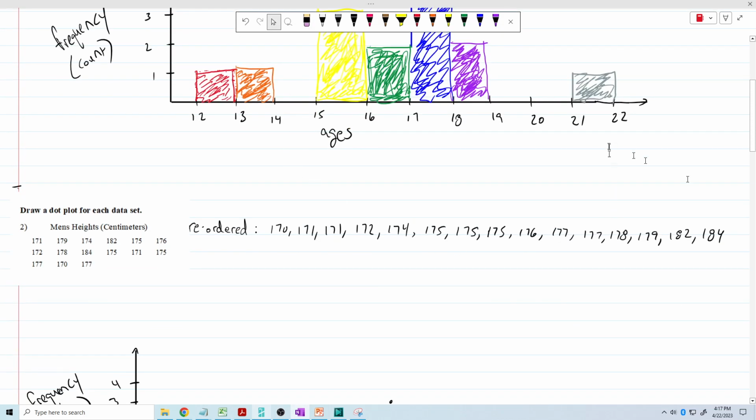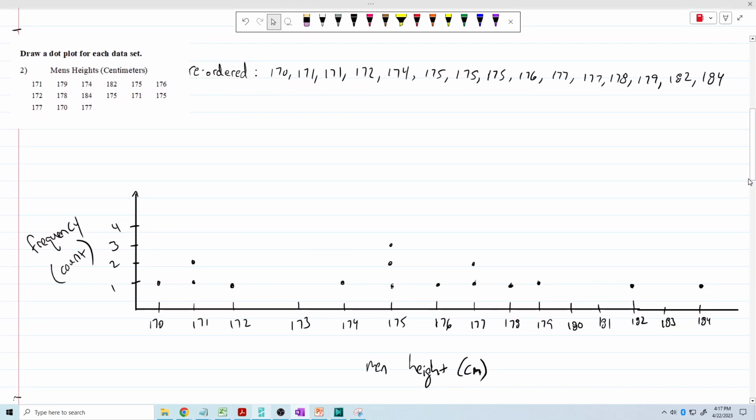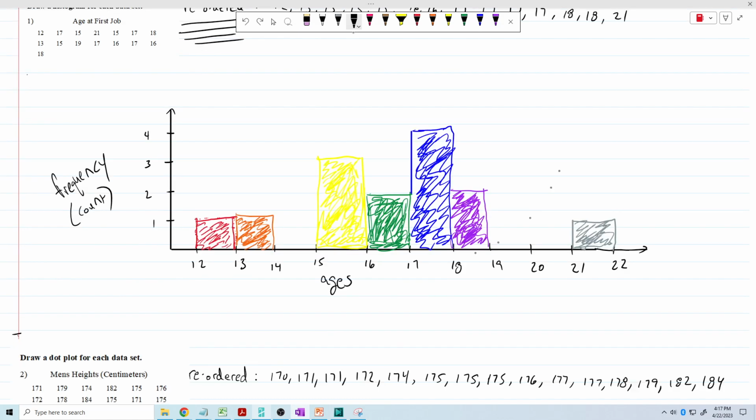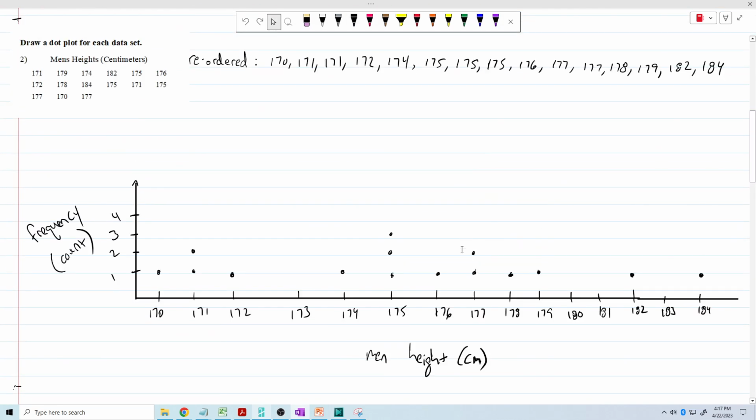Let's roll to the next one here. We had number 2 being a dot plot. Very similar to histograms, except you're not doing boxes and rectangles and coloring in bars. You're just putting dots. Similarly, you're setting up your graphical axes, the horizontal and the vertical, right? On the horizontal, my data set is men's heights.